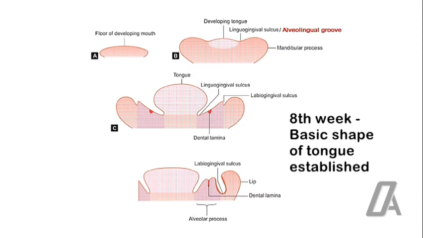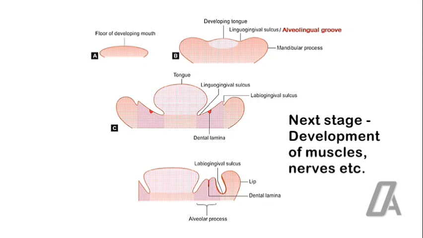By the end of the 8th week, the basic shape of the tongue is established. However, it's still far from its final form. The next stages involve the development of muscles, nerves, and specialized structures. These will give the tongue its unique capabilities.